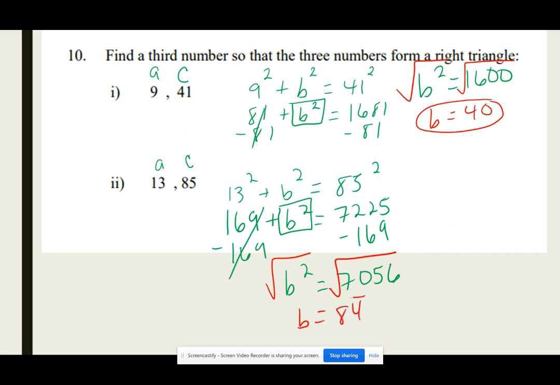Okay, and again, these numbers we're getting, they are not the hypotenuse. The hypotenuse has to be bigger than these numbers. 85 is bigger than 84.